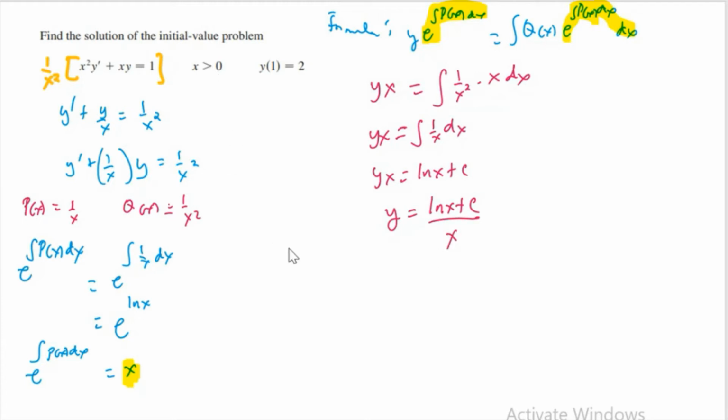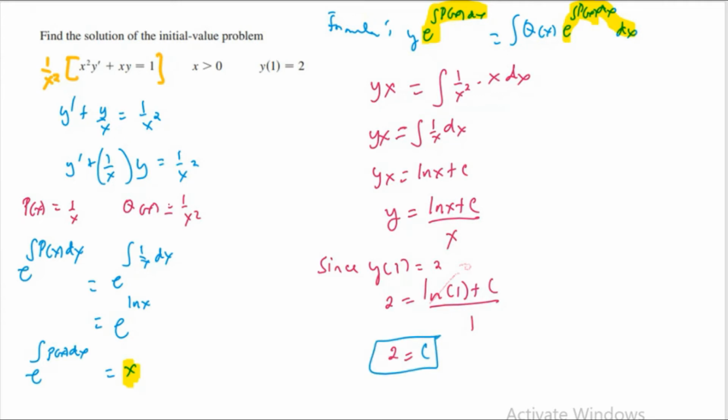Now, since there is an initial value condition, y of 1 is equal to 2, replace x by 1. So therefore, 2 is equal to ln of 1 plus a constant, all over 1. So cross multiplication, 2 times 1 equals 2. ln of 1 is equal to 0. So therefore C is equal to 2.